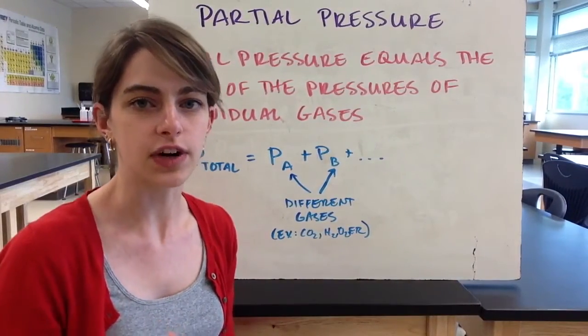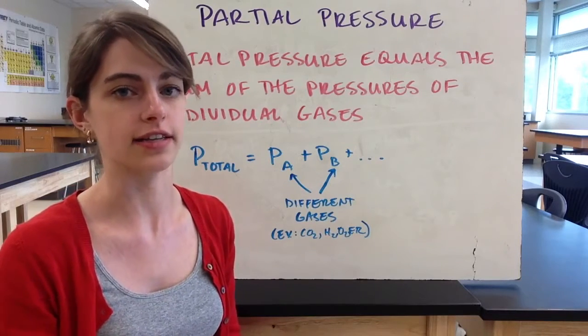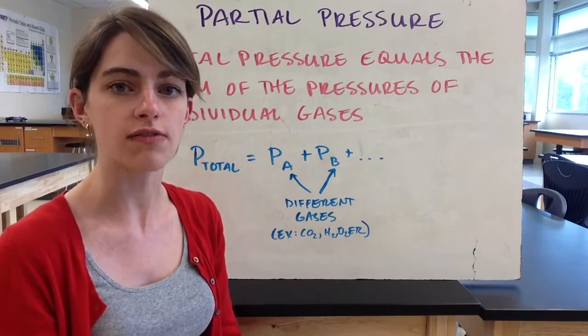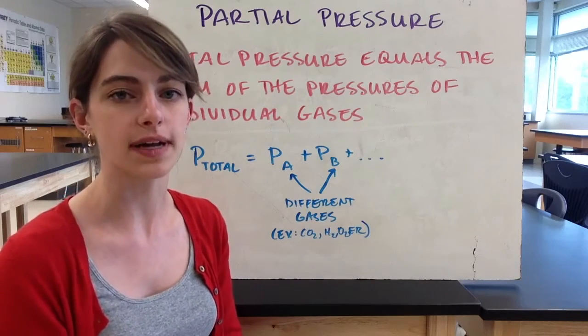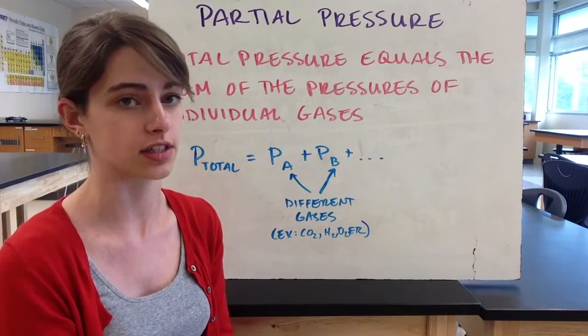So once we've refreshed a little bit about what pressure is and how we can calculate pressure based on different factors, we know we have volume, temperature, and number of particles that all affect the pressure, we can also talk about something called partial pressure, which is actually way easier than any of the other calculations.